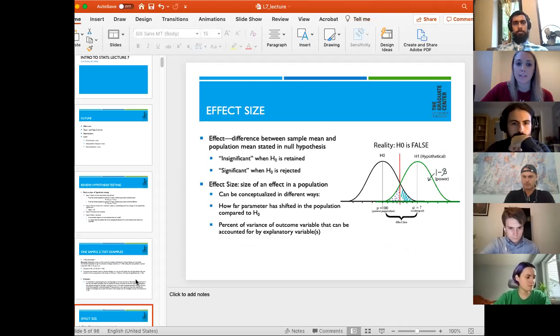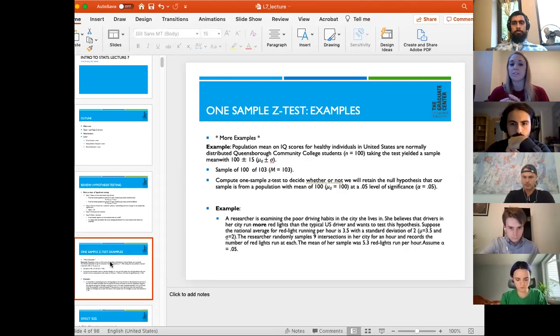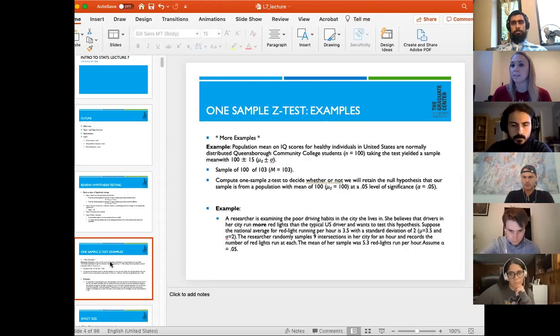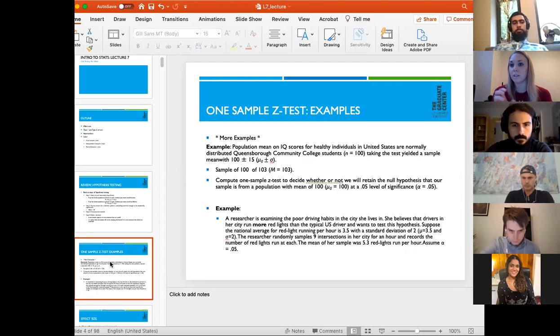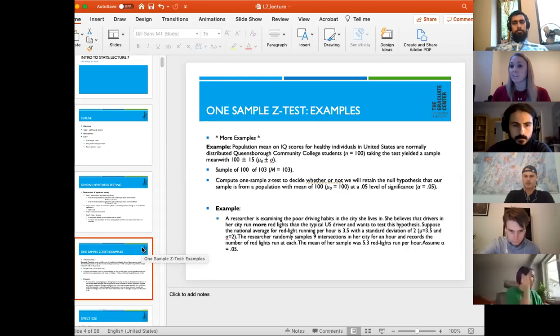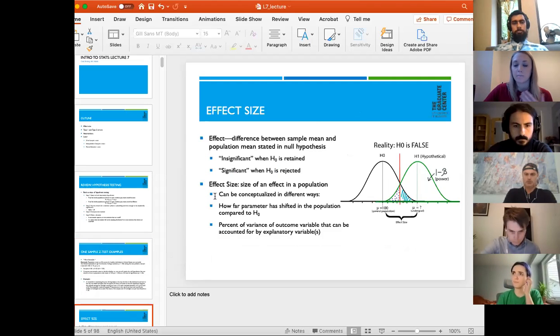The follow-up to this, if you have a significant result, is to calculate effect size. The significance of the result just tells you that your probability was low enough to reject the null. You're saying I had a small enough p-value that it is unlikely our sample came from this population. We're concluding that it's significantly different, but that doesn't tell us how different they are. It just says that they're different. If we want to know the extent to which they differ, we measure effect size.